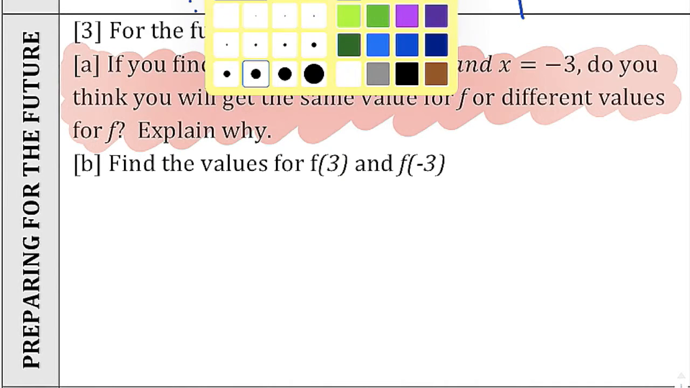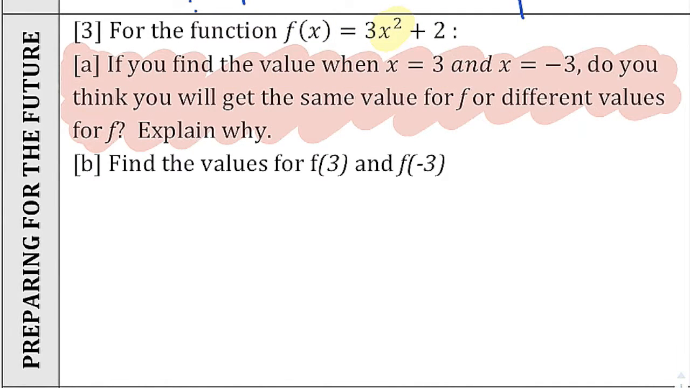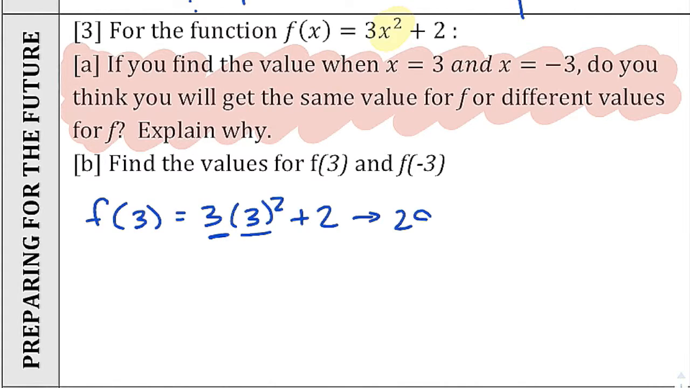The one feature that you might want to key on is the fact that you only have one x and it happens to be squared. And so you can certainly ask yourself, what will happen to an x value when I square it? But we can also just test it. So if I test f of 3, instead of having 3x squared, I'll have 3 times 3 squared plus 2. 3 squared is 9. 9 times 3 is 27, and so I'll end up with 29.